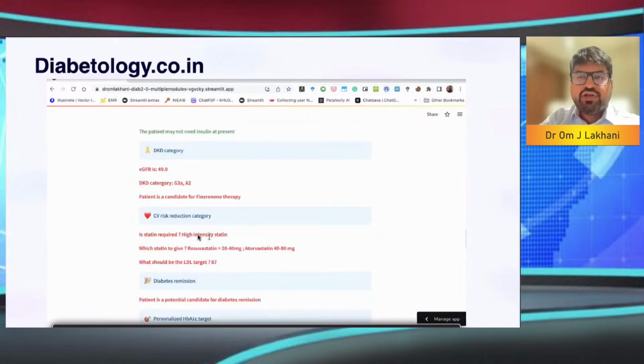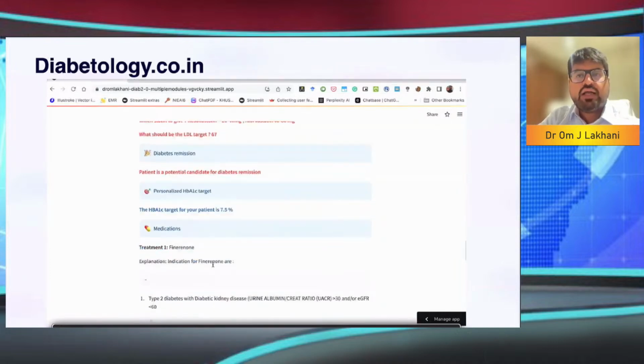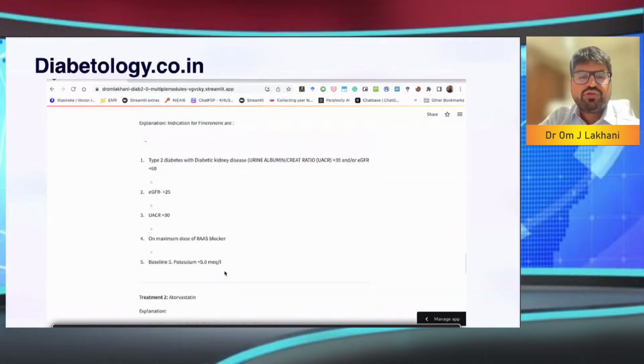Let's look at the statin use. The patient requires a high intensity statin, rosuvastatin 20 to 40 or atorvastatin 40 to 80 you could use, with an LDL target of 67, perhaps even lower. The patient is not a candidate for diabetes remission, barring the heart failure issue. Remember, the patient has heart failure, so perhaps at age 60, a slightly liberal target of HbA1c of 7.5 may be okay. And then let's look at the medications which the patient could be given, right?